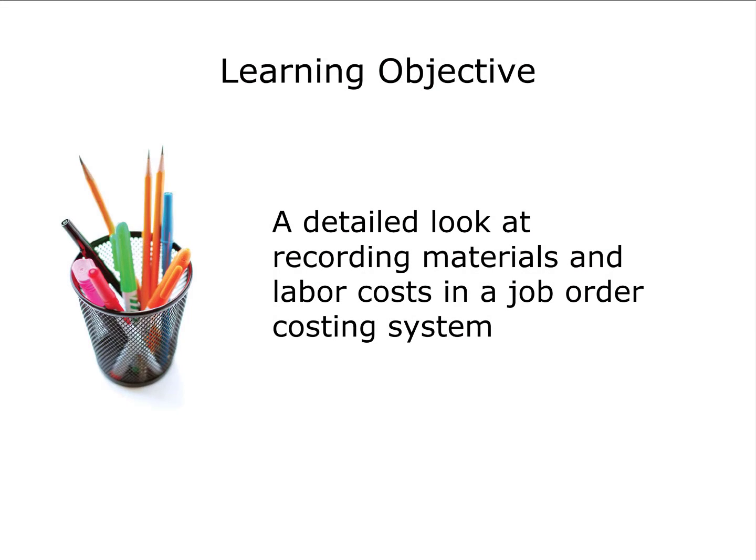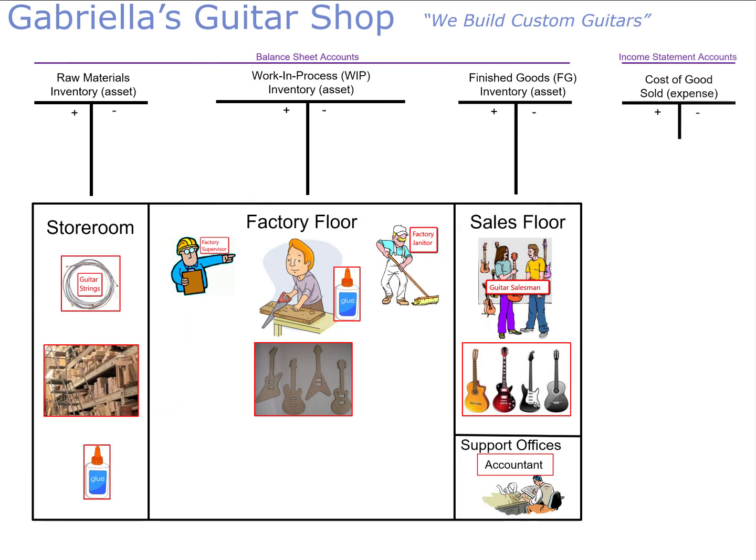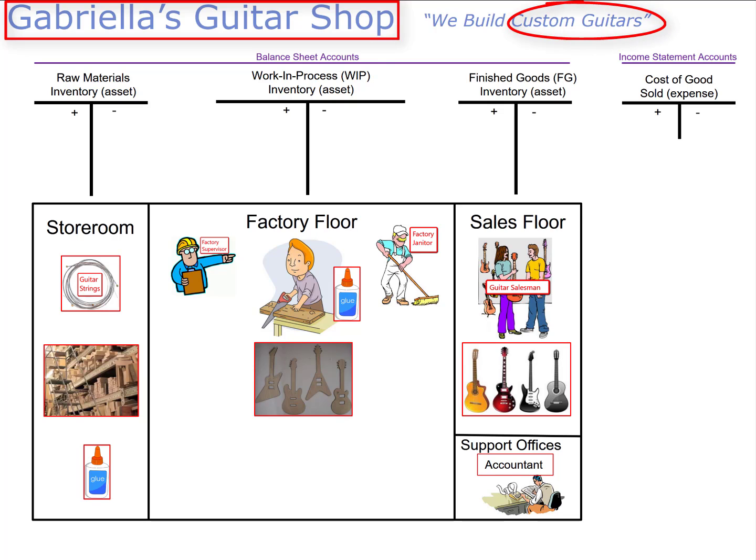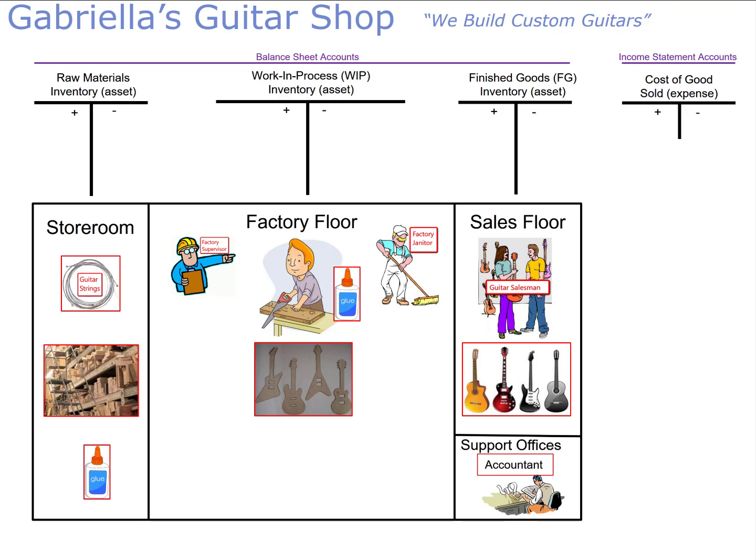Our next learning objective is to get a detailed look at recording materials and labor costs in a job order costing system. And the first step is to order and track raw materials. Now we're going to follow all the costs of job 70 for Gabriella's guitar shop. Remember, they build custom guitars, so they use a job order costing system to track how much their guitars cost to make.